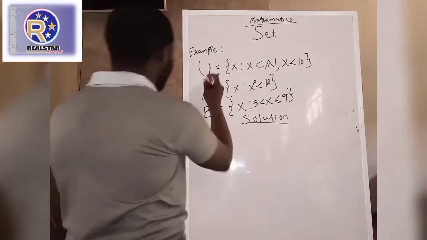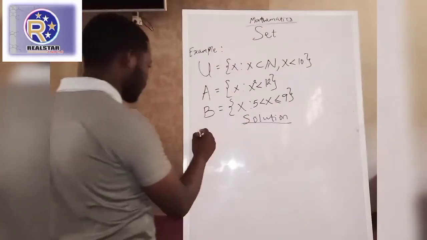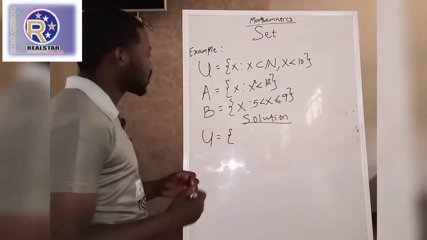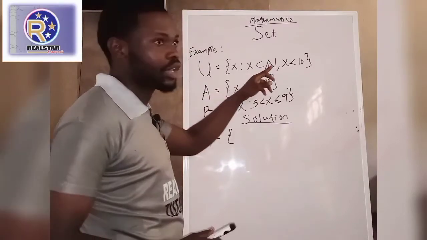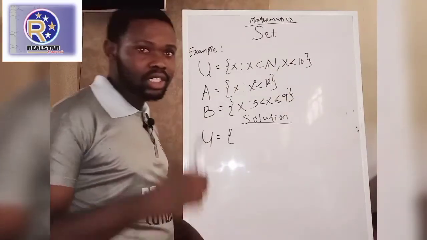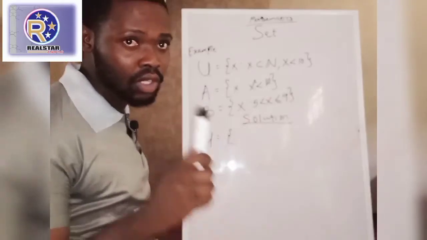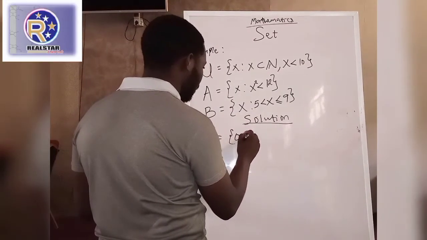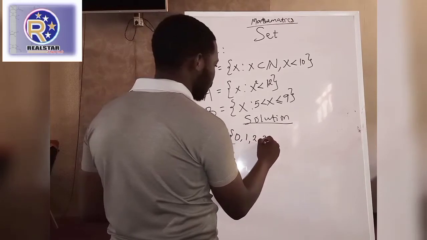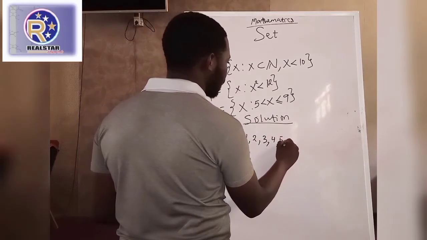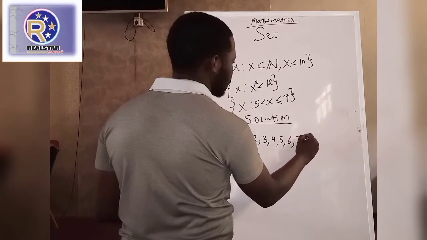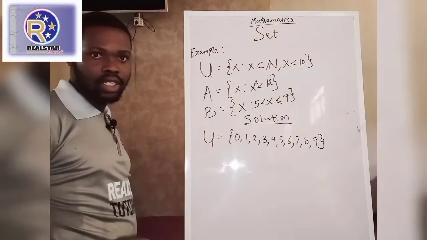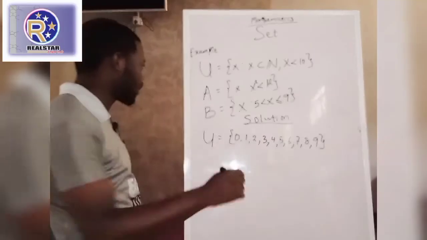We said this is the universal set. Let's see the elements of the universal set. We said x such that x is contained in natural numbers and x is less than 10. Natural numbers are positive numbers. So what are the numbers less than 10? You have 0, 1, 2, 3, 4, 5, 6, 7, 8, and 9. So this is the universal set. I hope you got that. Okay, let's look at A.